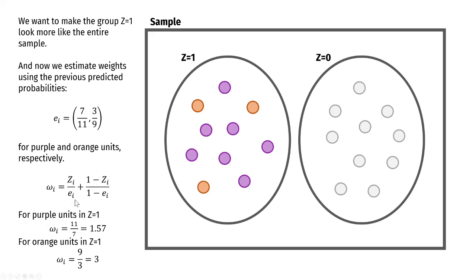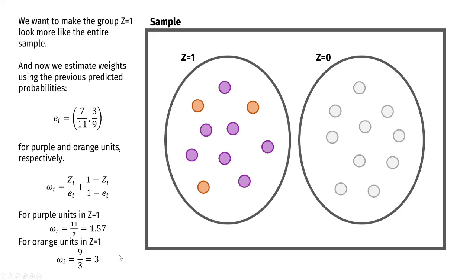So for purple units, remember that e was 7/11. So because it's 1 over 7/11, this is 11 over 7, and that's 1.6. And then for orange units in z equals 1, the weight now is going to be 1 over 3/9, or the same 9/3, which is 3, okay? So again, see how the more likely units in z equals 1, basically the purple units, receive lower weights than the unlikely units, which are the orange ones, which receive a weight of 3 in this case.